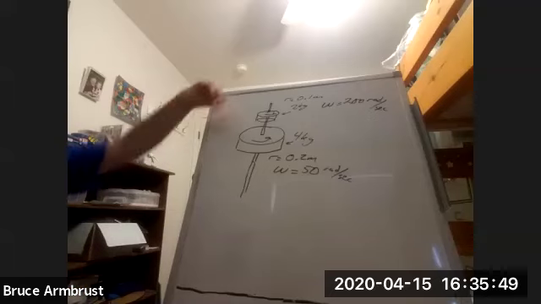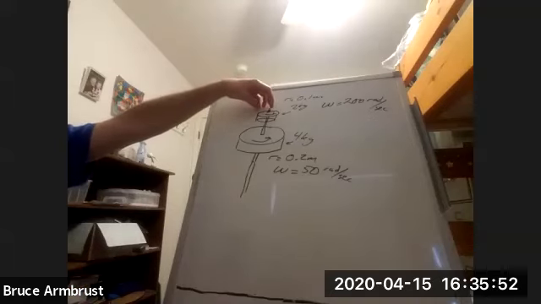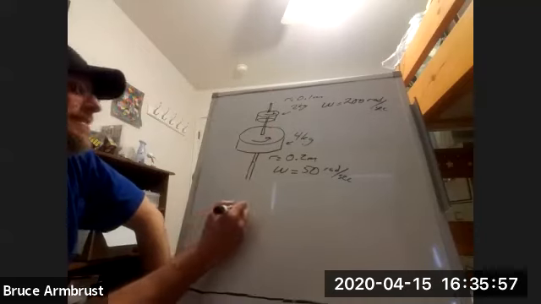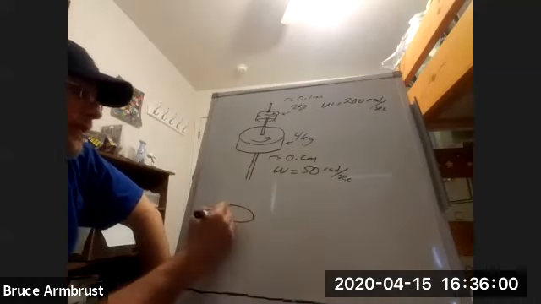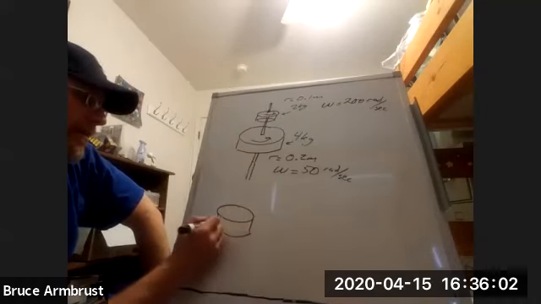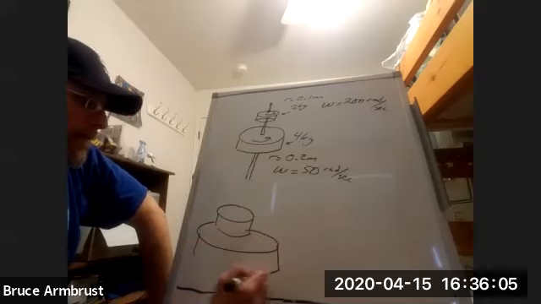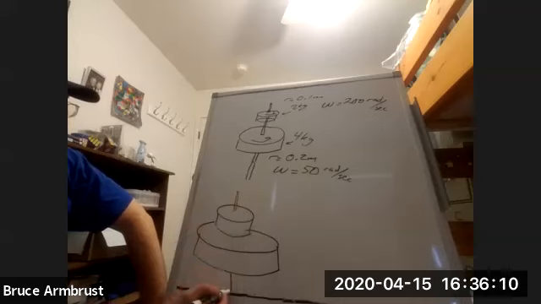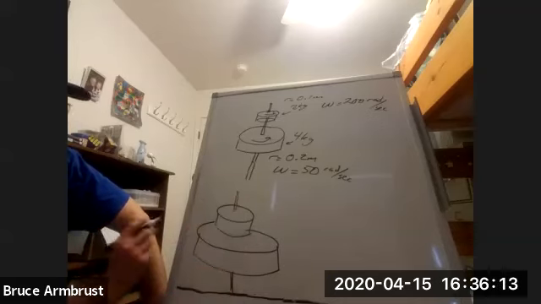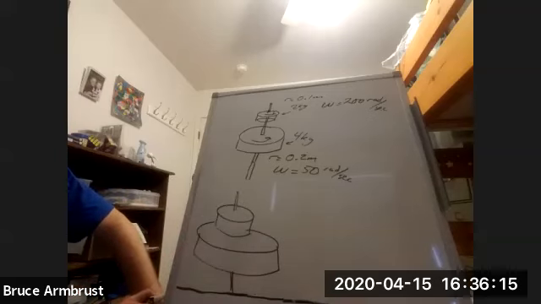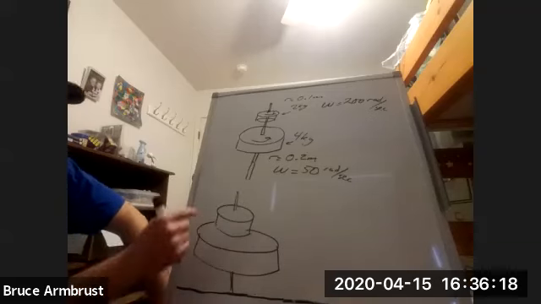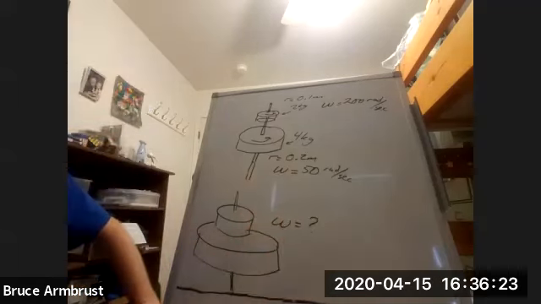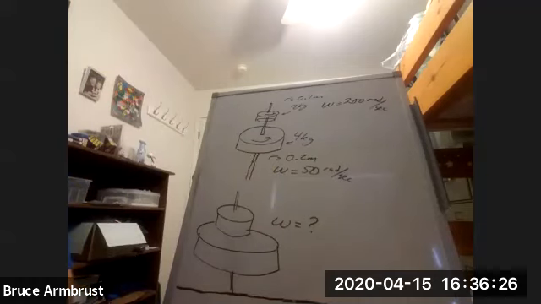So here's what we're going to do. We're going to take this top one and just set it on top of the bottom one. So this was our before picture, and our after picture is going to look like this. We still have our axis of rotation going through the center, but one is sitting on top of the other. My question is, what is the omega here? What's going to be the result of putting these together?